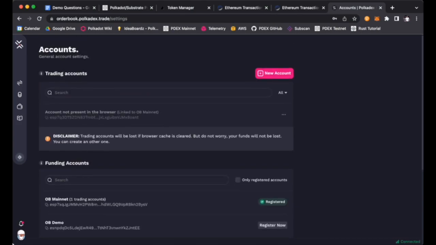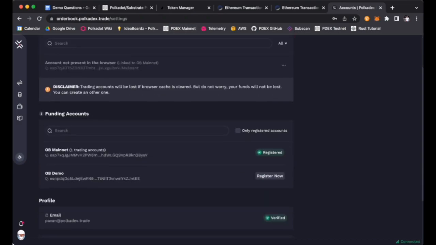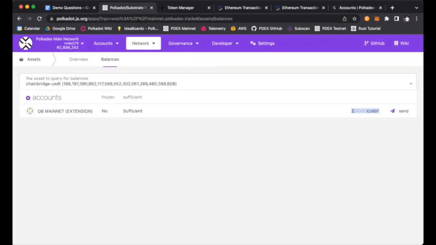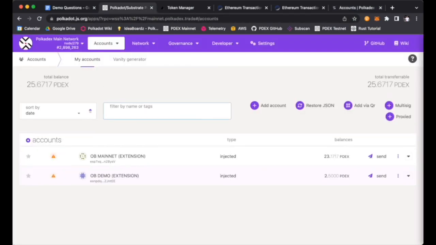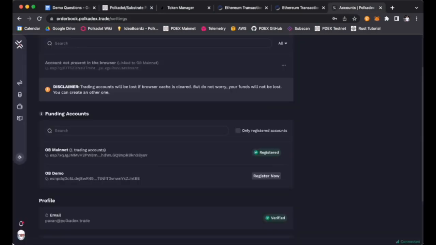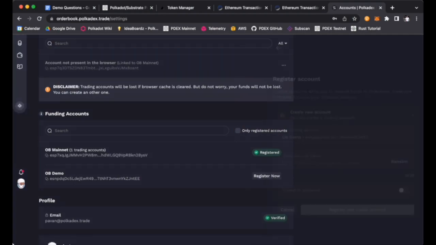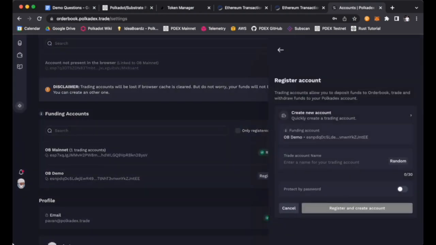So to start trading, the first step that I need to do is register my funding account, into which I have transferred some tokens earlier. Since I have already registered that account, let me show you registration with another account. There's this other account called OB demo that I created for the purpose of this demo, which has a couple of PDEX. So I'll go ahead and register that account. I click on register now, and it's already populated, but this is the funding account that is going to be linked to a trading account that's going to be created as soon as you register this account.